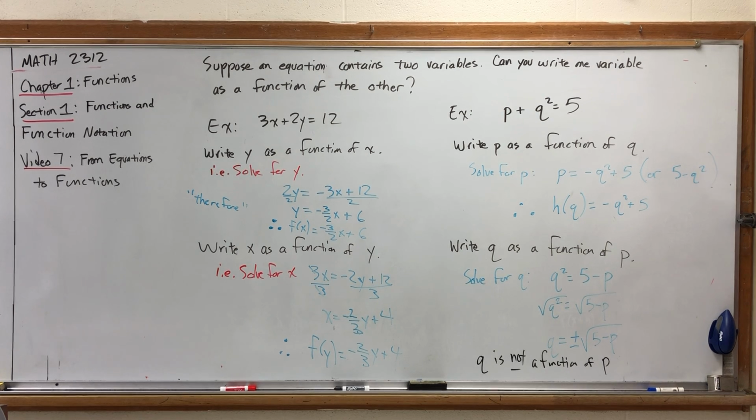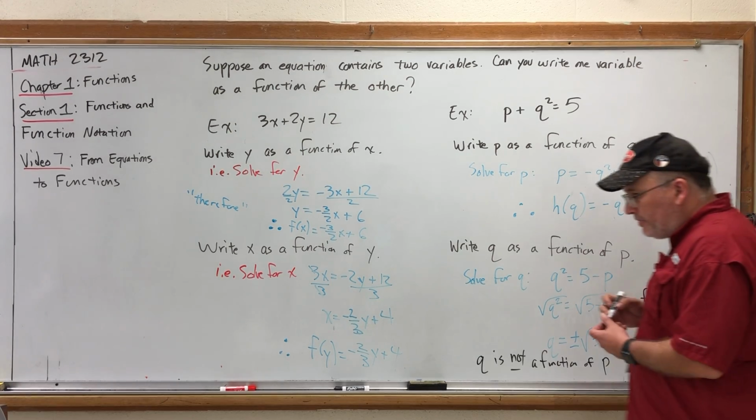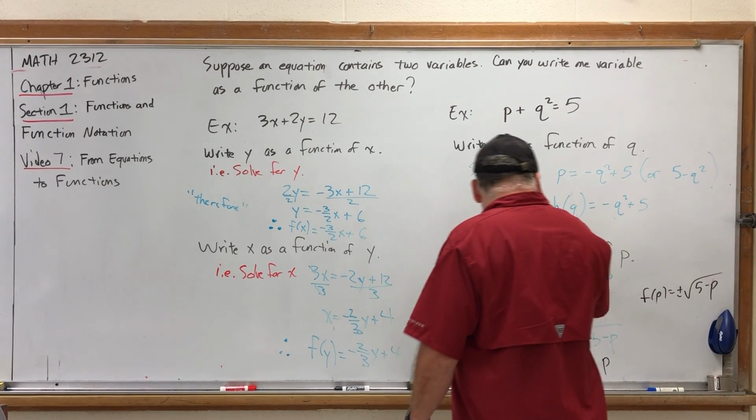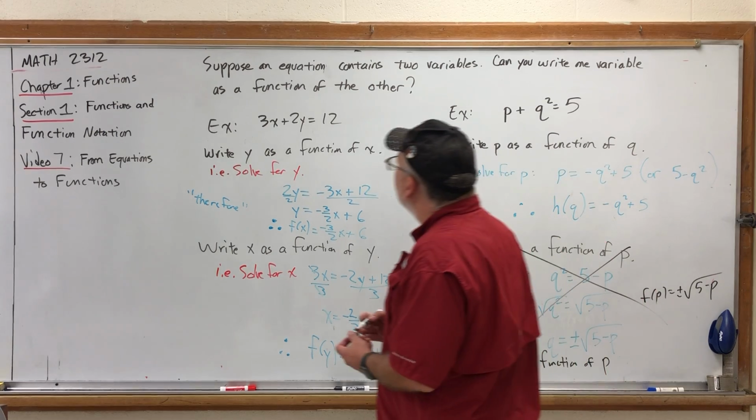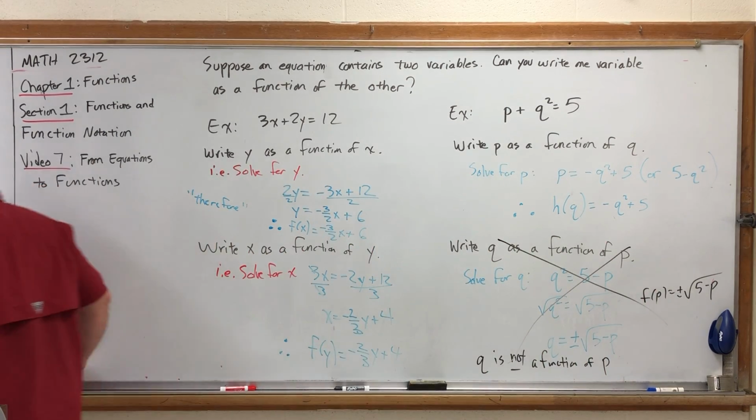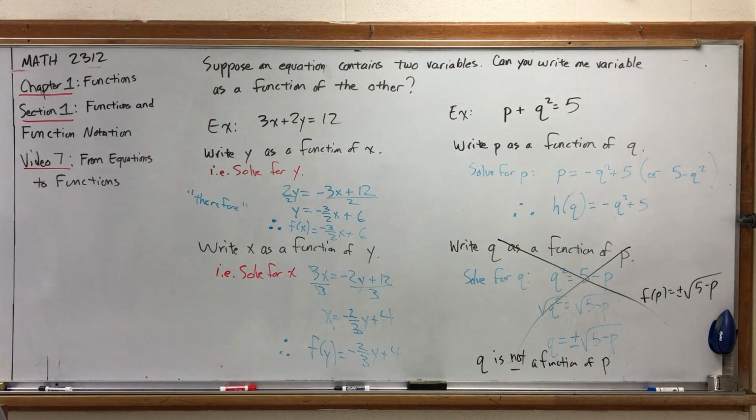Remember, a function can only produce one output at a time. So if I wrote something like f of p equals plus or minus the square root of 5 minus p, this gives me two answers at once, not one answer, because of the plus minus. So we can't do that one, but we can do the other ones. So in short, in closing, if you have an equation and you want to write one variable as a function of another, you solve for that first variable. If it's a function, then you can use function notation to represent it.